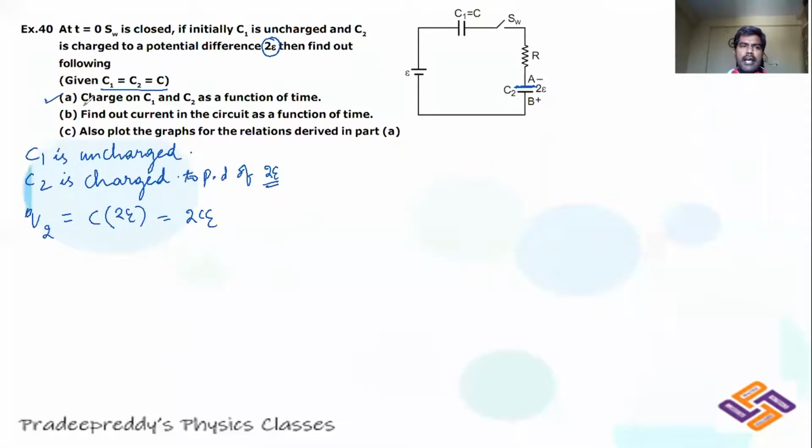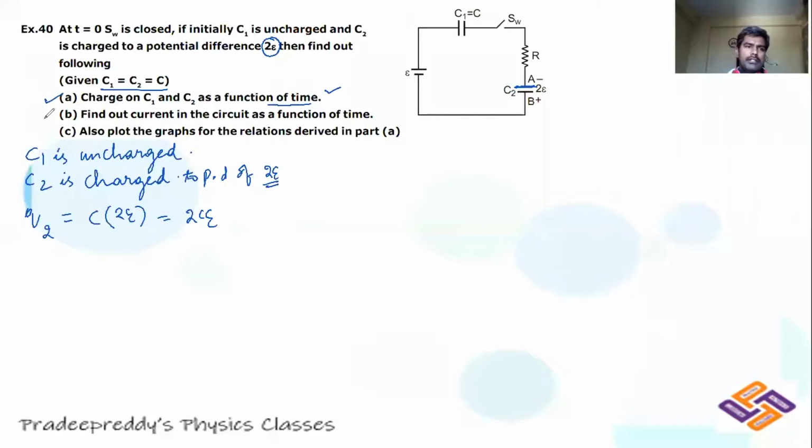First one, charge on C1 and C2 as a function of time. The charges on C1 and C2 will vary because C2 is charged and C1 is uncharged. What would happen now? C2 gets discharged, C1 gets charged. Therefore, the charge on C1 is variable with respect to time, and the charge on C2 is also variable with respect to time. You need to find the charge on capacitors C1 and C2 as a function of time.